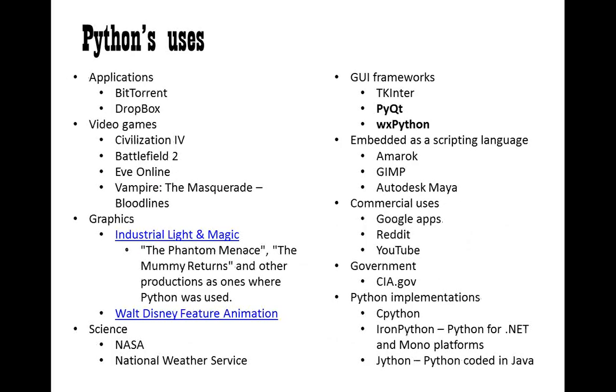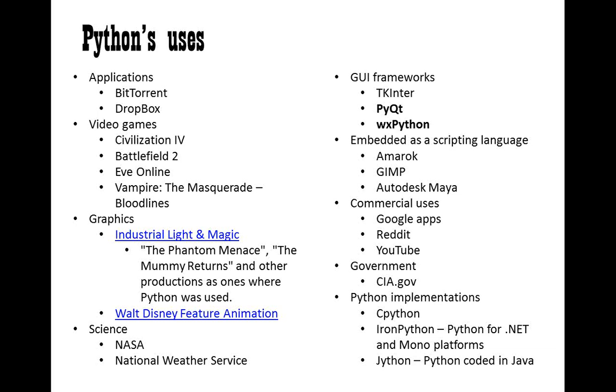Now, here's some other stuff that I've seen where Python is used in everyday life. BitTorrent, Dropbox, some video games, Civilization 4, Battlefield 2. I think for most of the video games, the extra customization, that's the Python basis. Industrial Light and Magic, The Phantom Menace and The Mummy Returns, they're ones listed where Python was used. And Walt Disney Feature Animation. It's used in science with NASA and the National Weather Service.